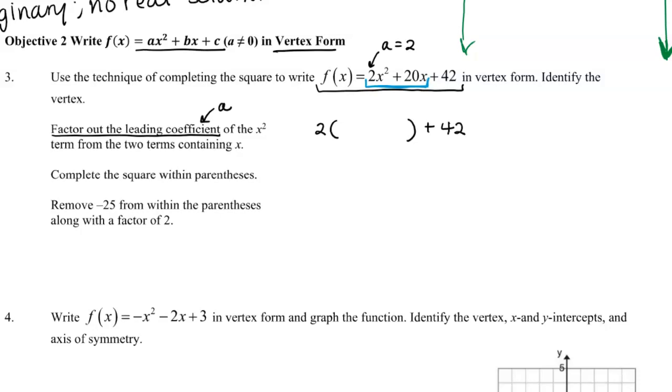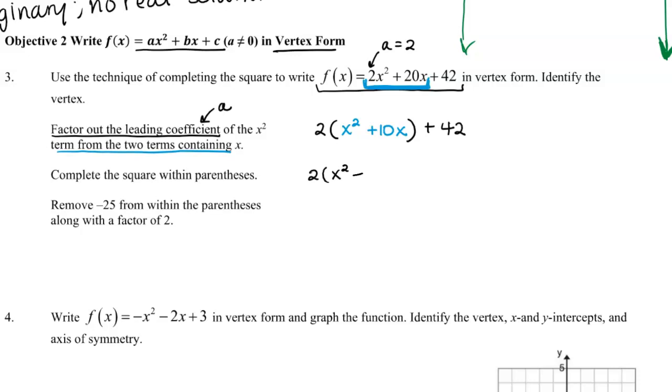So if I pull a 2 out from the first two terms, the 2x squared plus 20x, when we pull a 2 out from 2x squared, we're just left with x squared. And when we factor out a 2 from 20x, we're left with 10x. So that's what we get from pulling the a out from the two terms containing x. The next step asks us to complete the square within the parentheses.